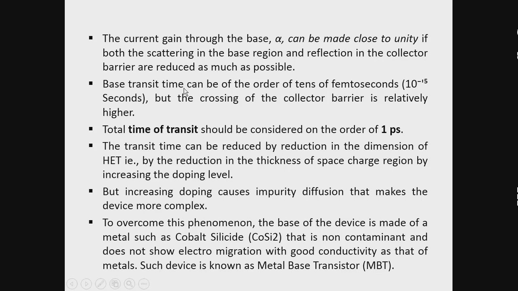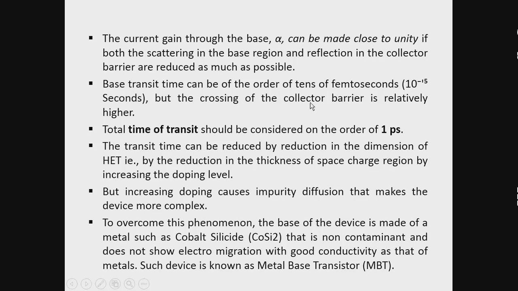The base transit time can be of the order of tens of femtoseconds. That is, the base transit time means when the emitter emits the electron, which crosses the barrier and reaches the base, and due to the biasing at the collector, these electrons transit to the collector. So this transit time of electrons through the base will be of the order of tens of femtoseconds. Femtosecond means 10 raised to minus 15 seconds.